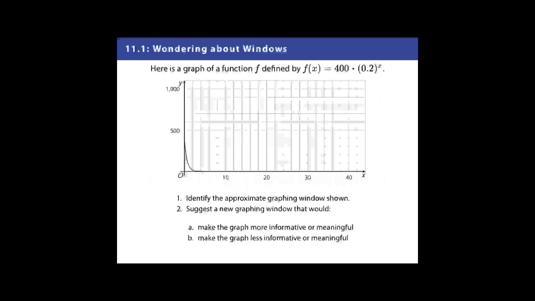Your graphing window would be 0 is less than x is less than 44, and 0 is less than y is less than 1100, or equivalent. Number 2, suggest a new graphing window that would A, make the graph more informative and meaningful, and B, make the graph less informative and meaningful.